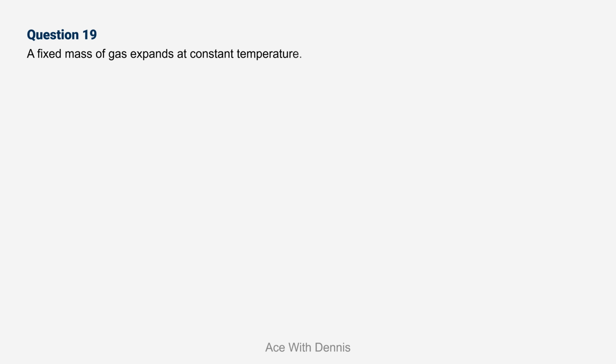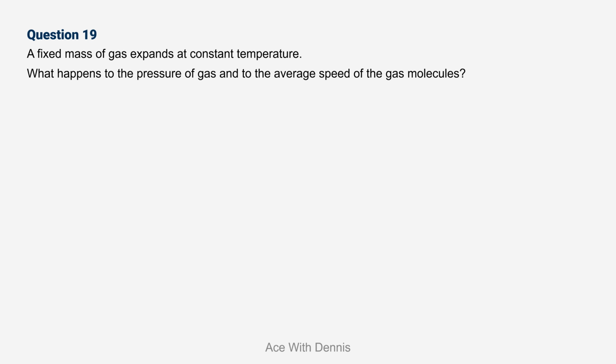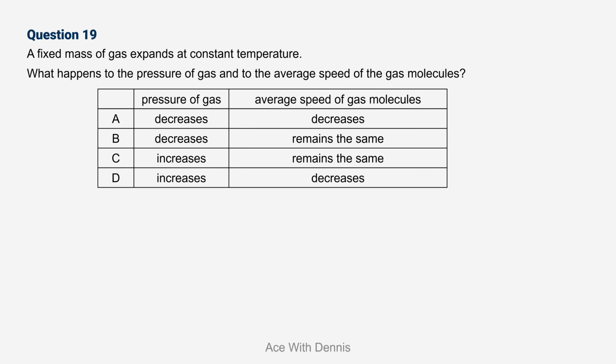Question 19. A fixed mass of gas expands at constant temperature. What happens to the pressure of the gas and to the average speed of the gas molecules? So you have 4 options here, A, B, C, D. What you have to do is answer whether the pressure of the gas decreases or increases, and the average speed of gas molecules, whether it decreases or remains the same.